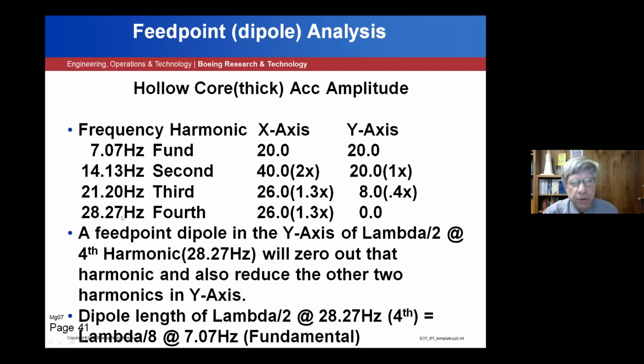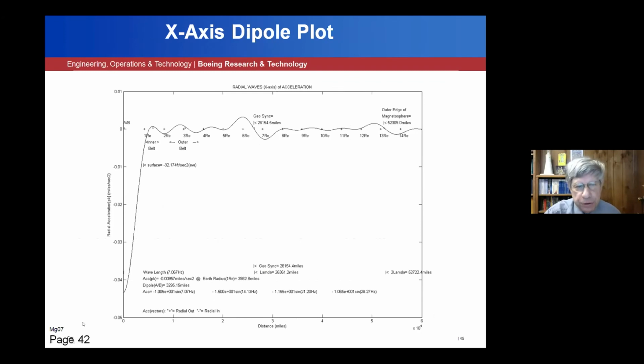And then, of course, the fourth harmonic is the one you want to zero out. You've got 28.27, which you want to gain on the x-axis of 26, and you want it to go to 0 on the y-axis. So you now go to a feed point, which is a dipole, which is half lambda on the fourth harmonic, which will zero out the fourth harmonic on the y-axis. And then you bring that down, converting from the fourth harmonic half lambda down to the fundamental, which is by 4 times. So at the fundamental, it's lambda divided by 8 is the spacing of the dipole that you have to put in there. So when you put it in there and run it, this is what you get.